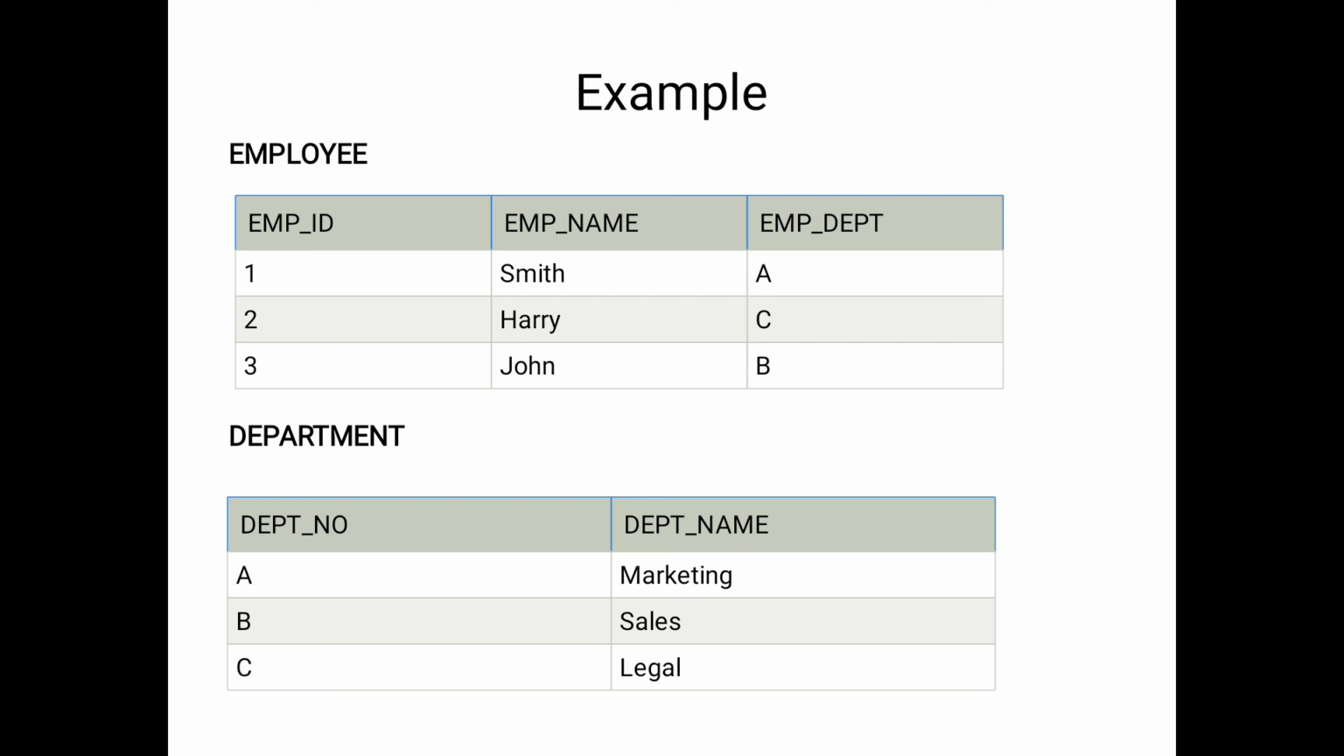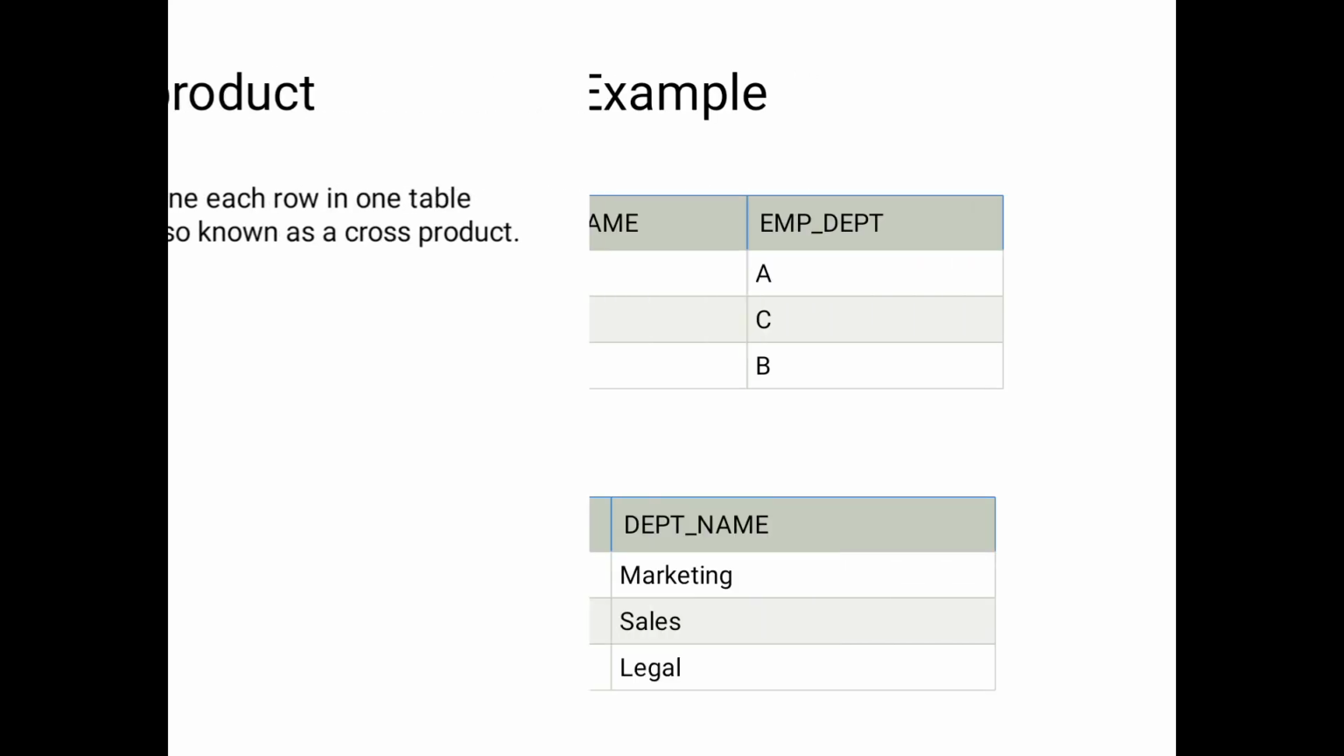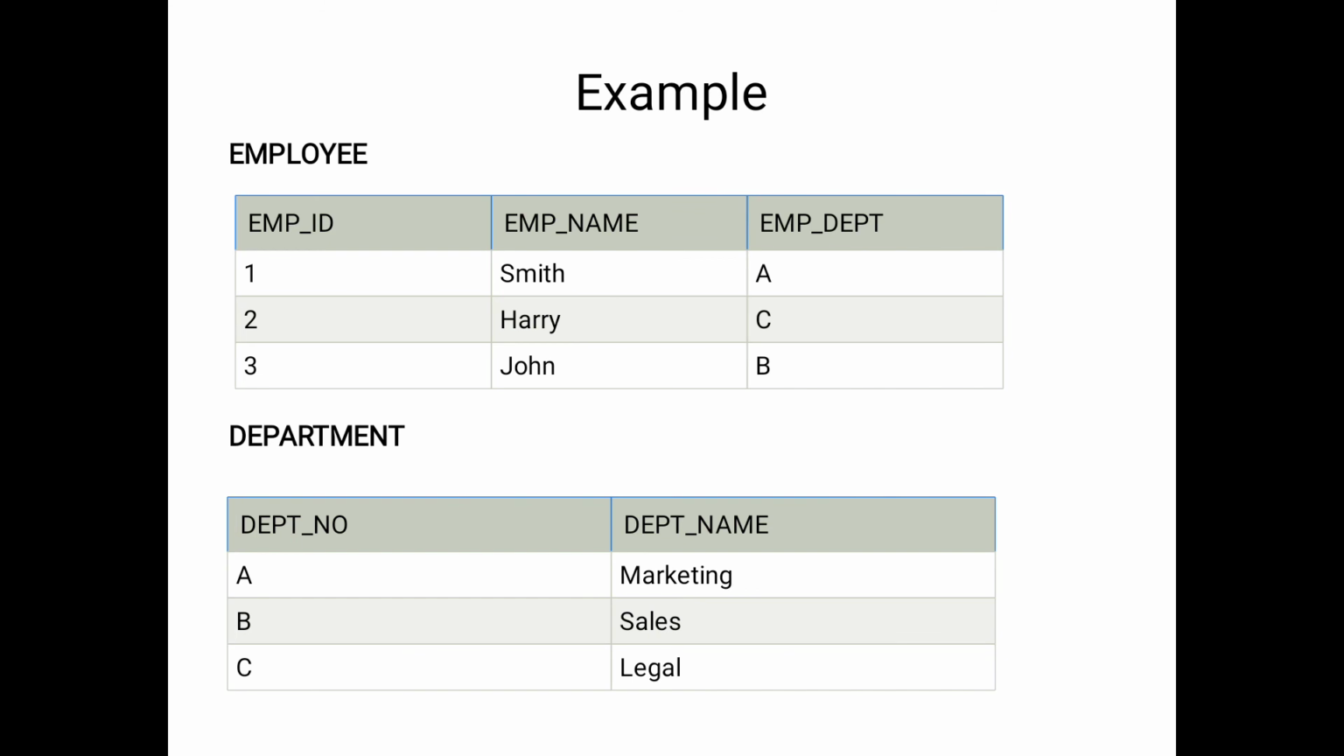So now we will perform the Cartesian product on both the tables. Now how many rows of information will we get? Simply multiply 3 rows of the employee table into 3 rows of the department table. 3 into 3, 9. Okay, please observe the condition here. Each row in one table with each row in the other table. Now we will combine each row in one table with each row in the other table. That's why here we will retrieve the information of 9 rows.